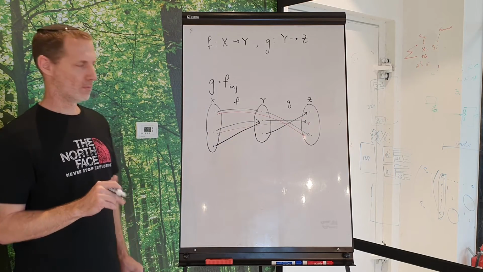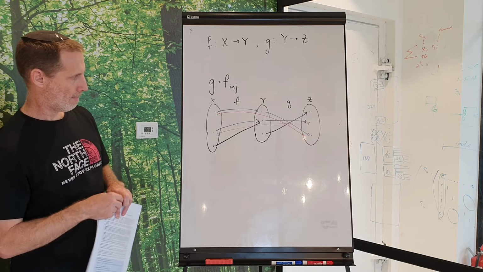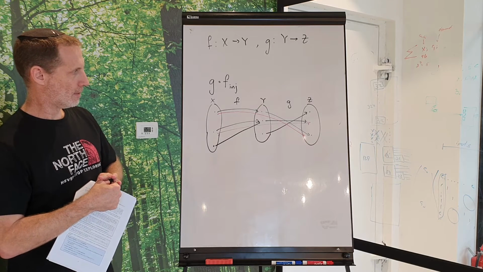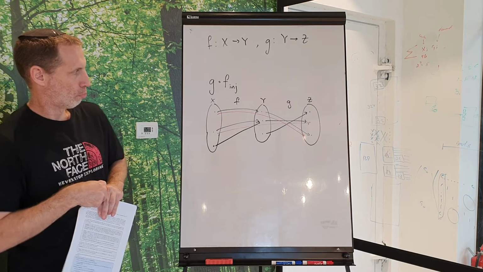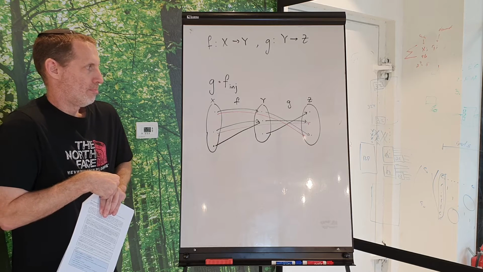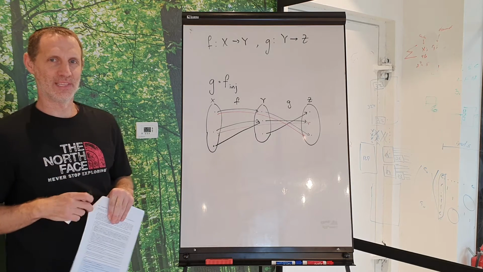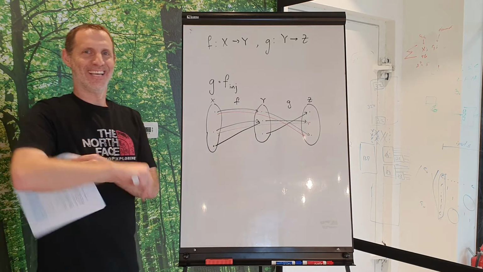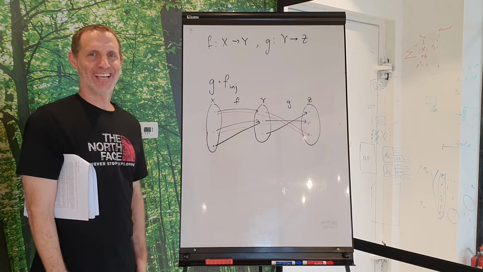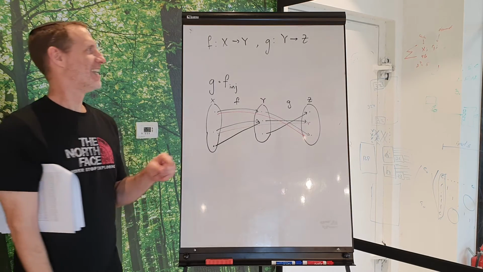Yeah, but if you didn't have the arrow from Y to Z, then it would be fine. If you didn't have the arrow from Y to Z, then it would be fine. But then F wouldn't be injective. It would still be injective.